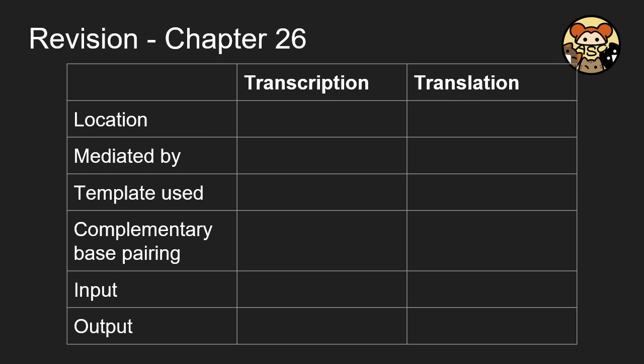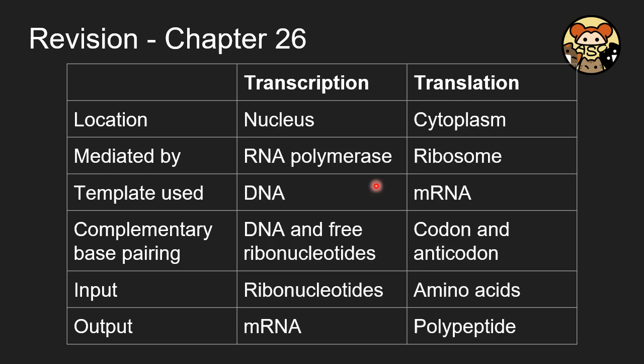Okay, now let's have a look at the answers. For transcription, it happens in the nucleus, while for translation, it happens in the cytoplasm. Transcription is mediated by the RNA polymerase, while translation is mediated by the ribosome. And the template used for transcription is DNA, while for translation, which is the later step, it is the product of the transcription, that is the mRNA. And the complementary base pairing is between the DNA and the ribonucleotides, while for translation it is between the codon and the anticodon.